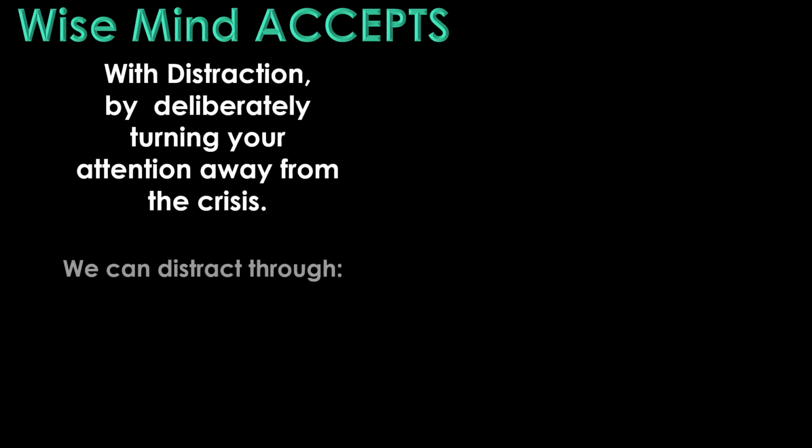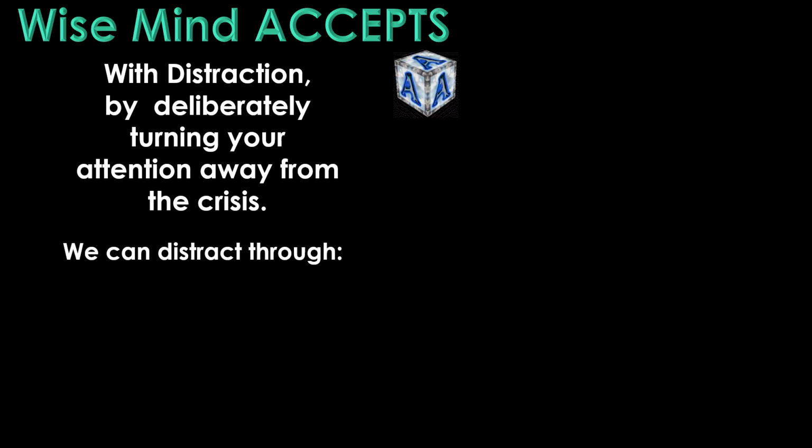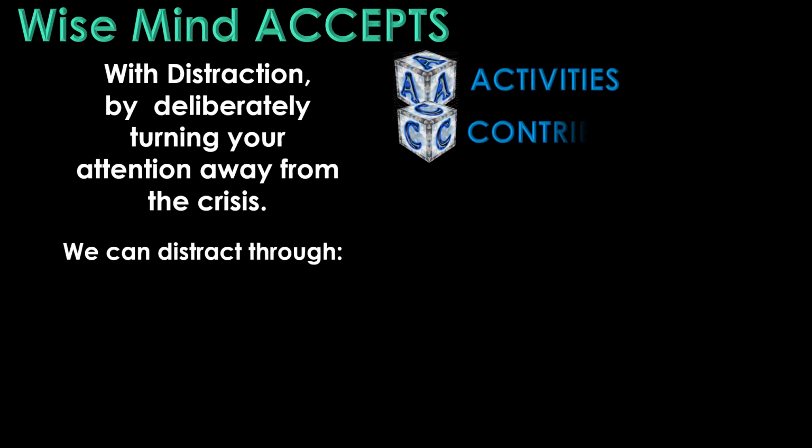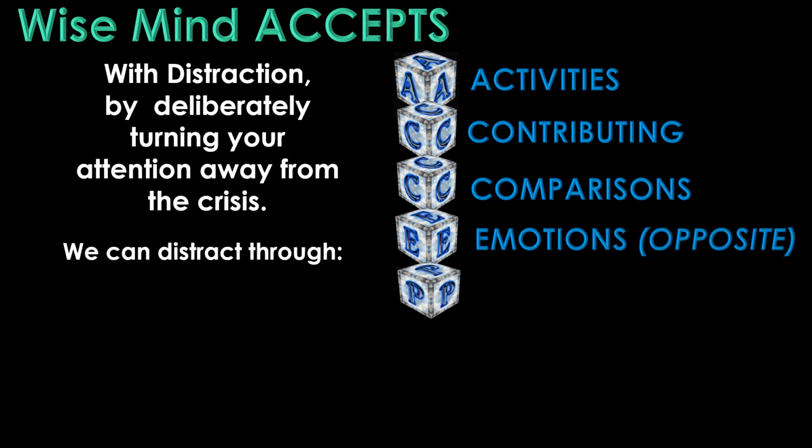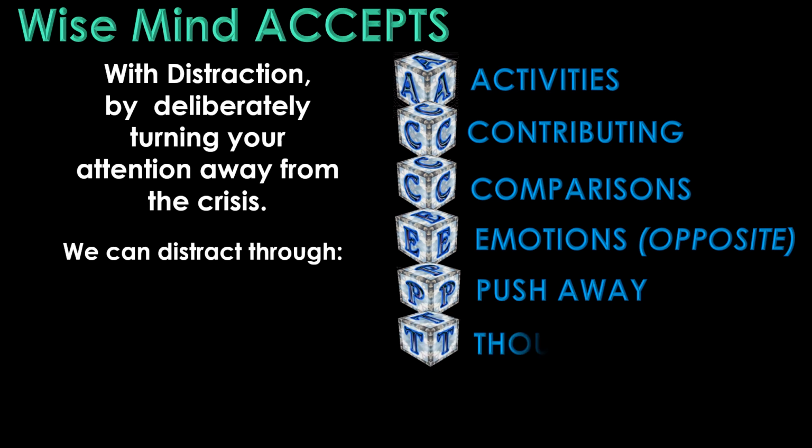So in summing up, Wise Mind accepts. With distraction, by deliberately turning your attention away from the crisis, we can distract through A for activities, C for contributing, C for comparisons, E for emotions, opposite emotions, P for pushing away, T for thoughts, and S for sensations.